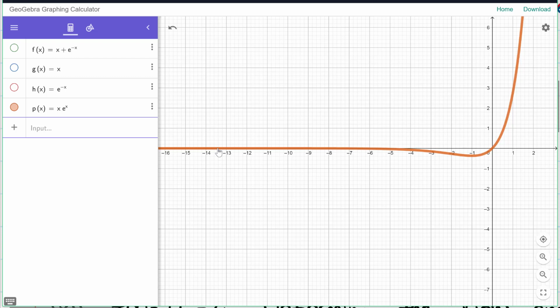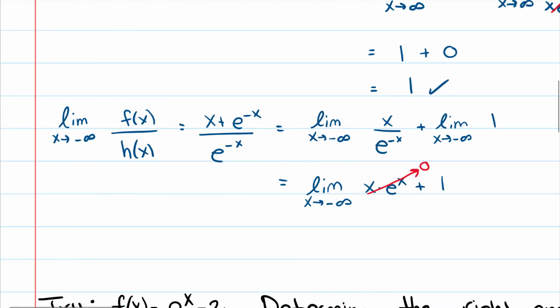At this point, you can also check it on your graphing calculator. So then this becomes 0 plus 1, which is just 1. So now we've shown it's a left-hand behavior model.